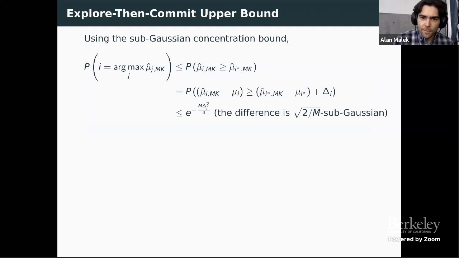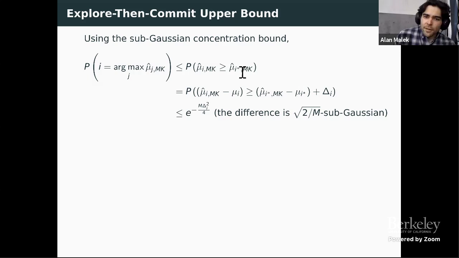And bounding this quantity actually turns out to be pretty straightforward. So when do you choose arm I to follow? Well, you choose arm I when the empirical mean of I is greater than the empirical mean of I star. And we can then just add the gaps back in.